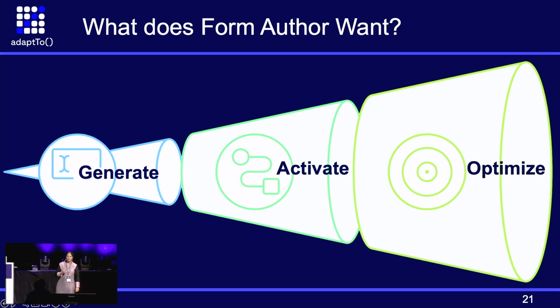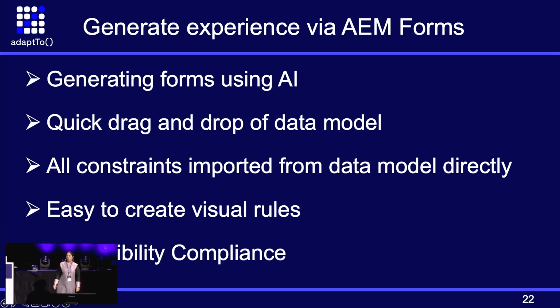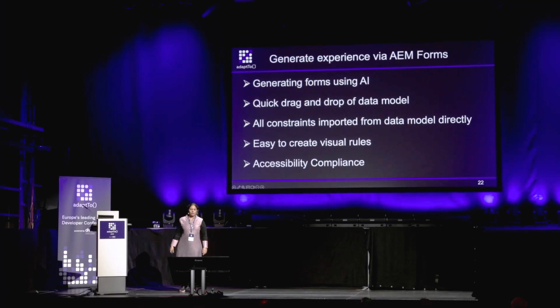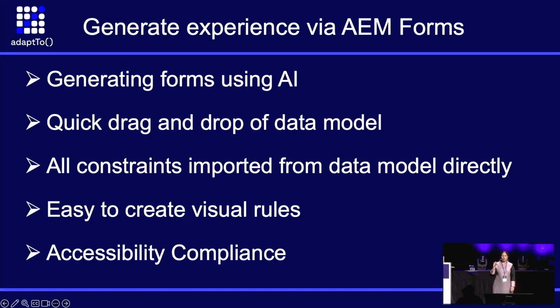When I say generate, it should have AI-enabled capabilities, of course. I should be able to generate the forms easily. So in AEM Forms, we have a quick drag and drop feature. If you have a schema available, you can just push the schema, and it would automatically create a form for you. All the constraints in the schema are directly imported to the form, and you can easily create visual rules, even for the most complex business logic. And accessibility compliance comes out of the box.